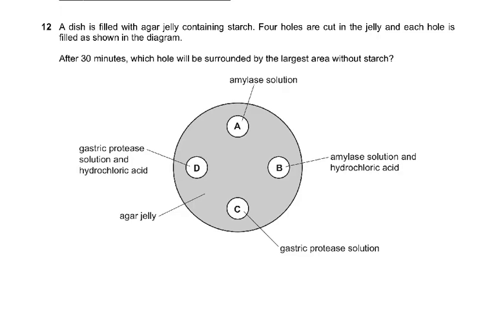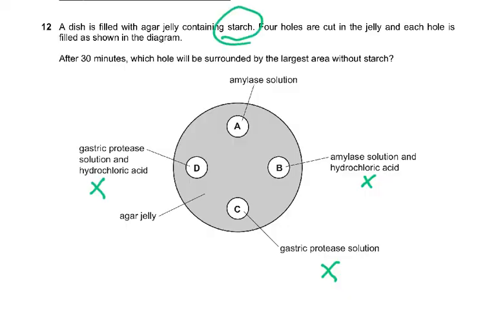Then coming to question number 12, a dish is filled with agar jelly containing starch. 4 holes are cut into the jelly and each hole is filled as shown in the diagram. After 30 minutes, which will be surrounded by the largest area without starch? Why A? Because that contains amylase. This is amylase with hydrochloric acid, that will not work. Gastric protease will not work on the starch. Gastric protease with hydrochloric acid, that will not work on starch.